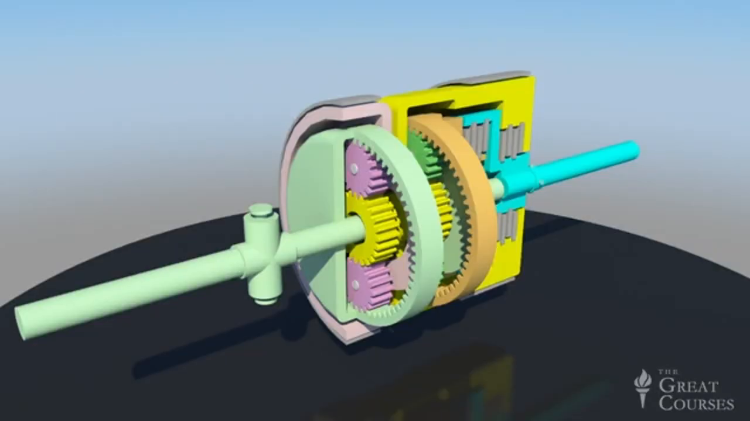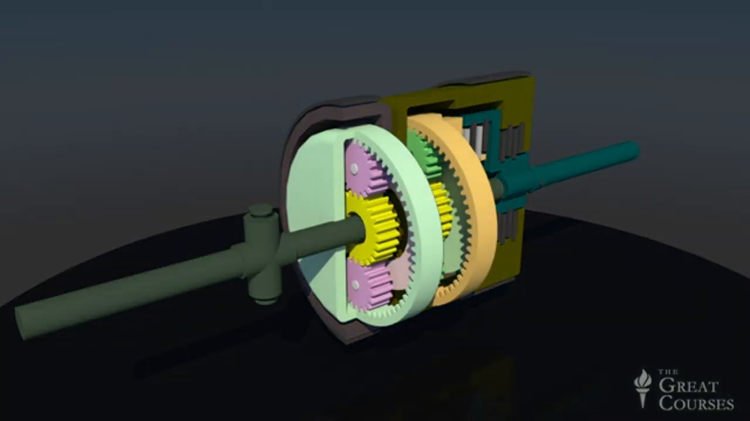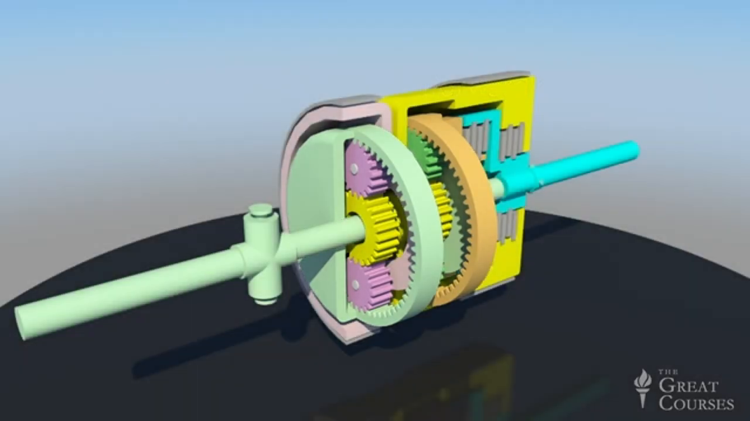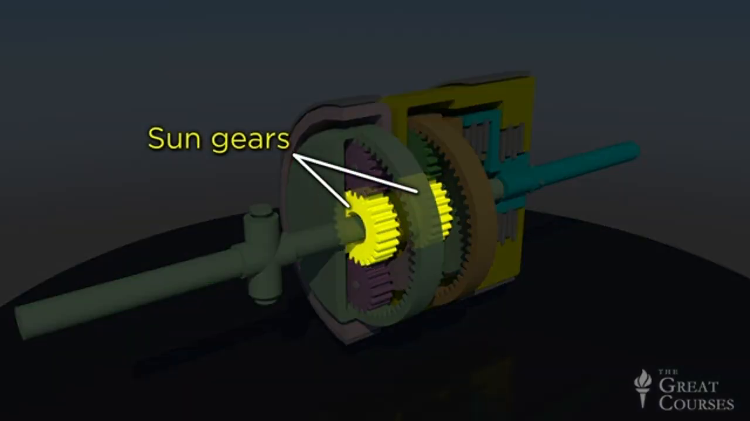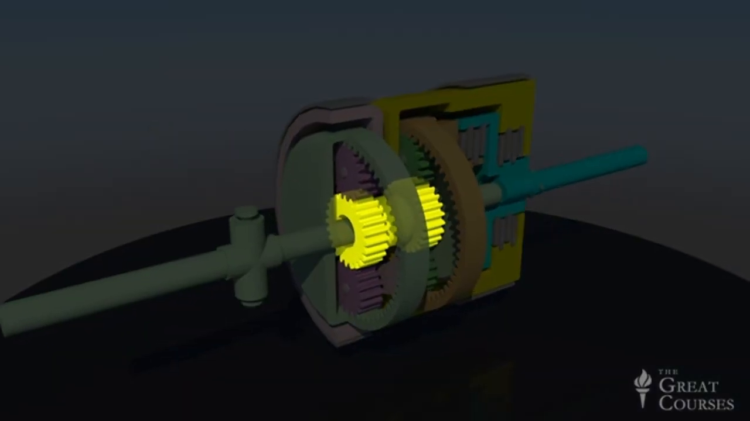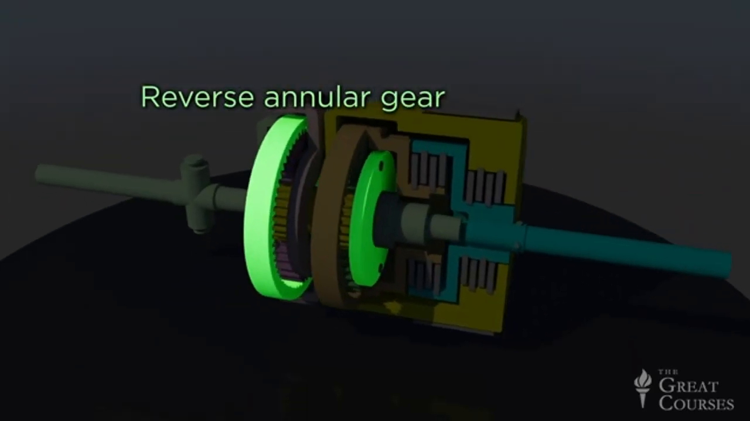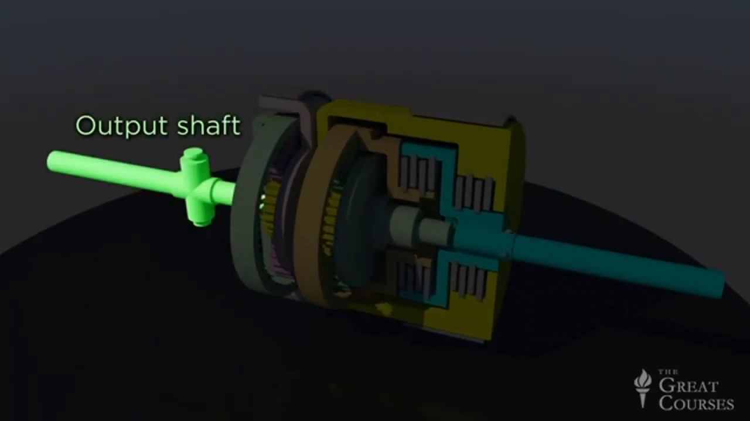This computer model is a highly simplified cutaway representation of just such a transmission. Here are the 2 planetary gear sets, called the forward and reverse gear sets. Note that I've color-coded their components so you can keep track of the interconnections. The 2 yellow sun gears are mounted on a common shaft, and both the forward carrier and the reverse annular gear are rigidly connected to the output shaft.